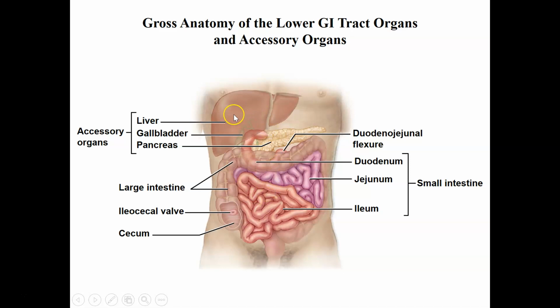This slide also shows some of the accessory organs that are associated with the digestive tract in the abdominal cavity. The largest is the liver, the gallbladder is associated with the liver, and the pancreas.